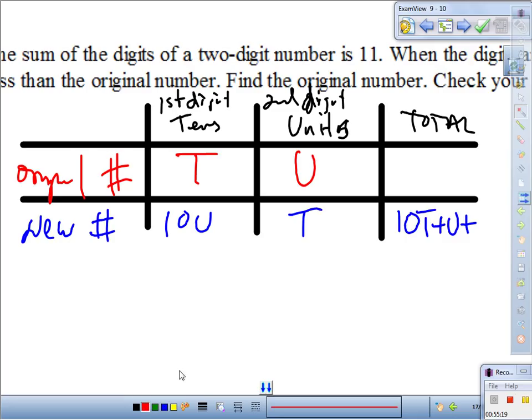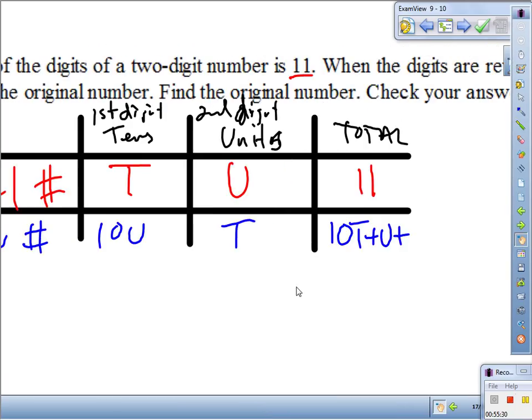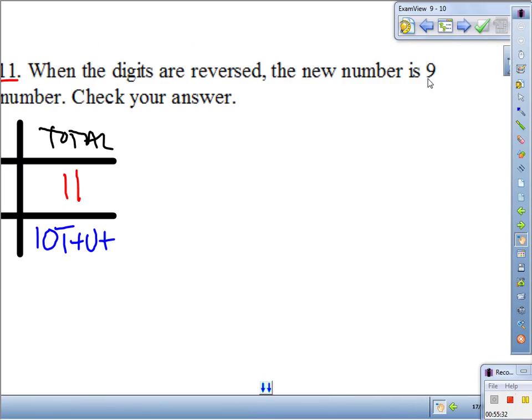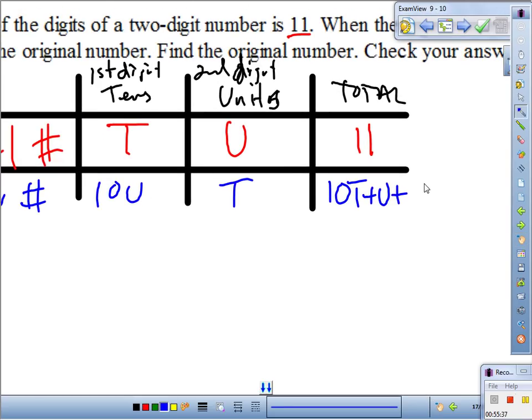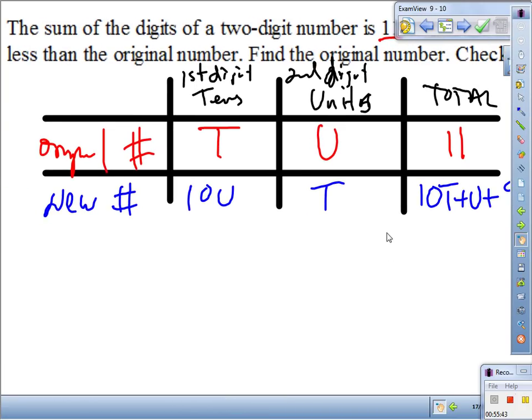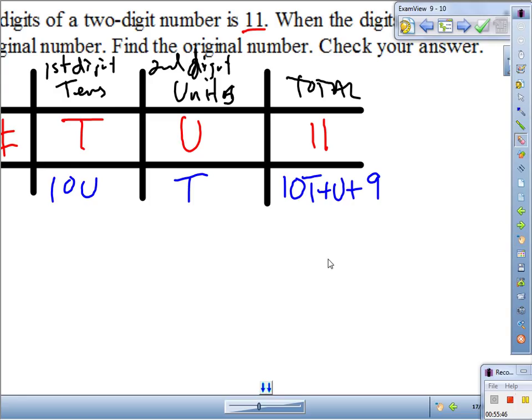All right? So let's see. The original number, if we add the digits, how much is the sum? That goes here. For the new number, when they are reversed, the new number is what? The sum is 9 more. So 9 more is right there. Oh, 9 less? I'm sorry. Let's see. 9 less than. Oh, my bad. So here instead of plus, we're going to write what? Minus. Let's go.